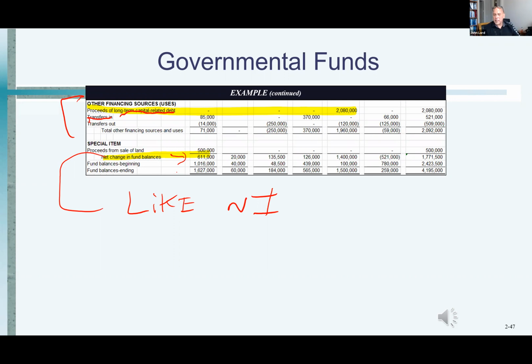Well, we don't have a separate statement of retained earnings. We just stick it right here at the bottom of the income statement of revenues, expenditures, and fund balance. We show you the beginning balance, add the net income, gives you the ending balance, but we call it change in fund balance.